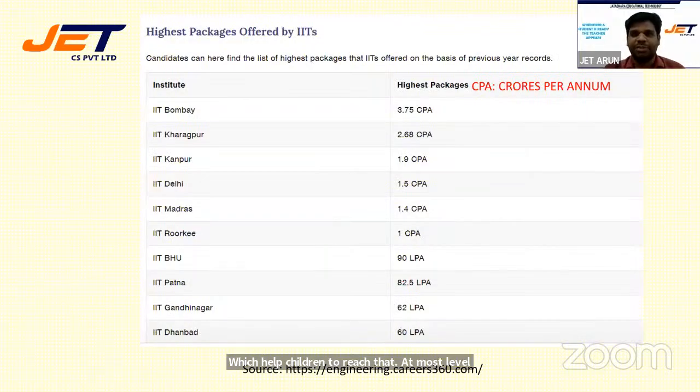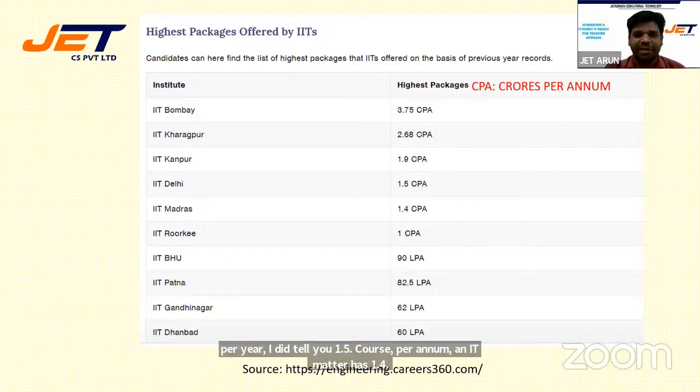Look at the packages, students. Highest packages for graduates from IIT Bombay: 3.75 crores per annum. IIT Kharagpur, 2.68 crores per annum. Per annum is per year. IIT Kanpur, 1.9 crores per annum. IIT Delhi, 1.5 crores per annum. IIT Madras, 1.4. IIT Roorkee, 1 crore per annum. IIT BHU, 90 lakhs per annum. IIT Patna, 82.5 lakhs per annum, and so on.